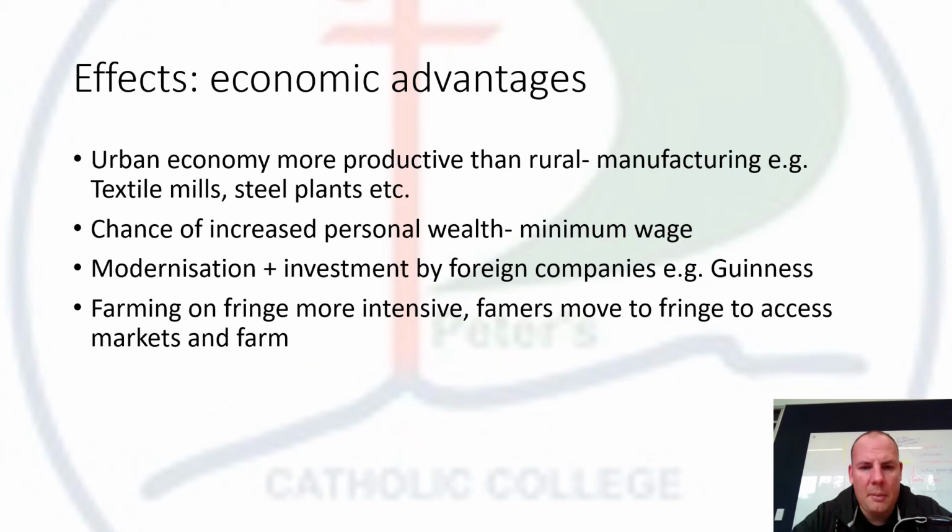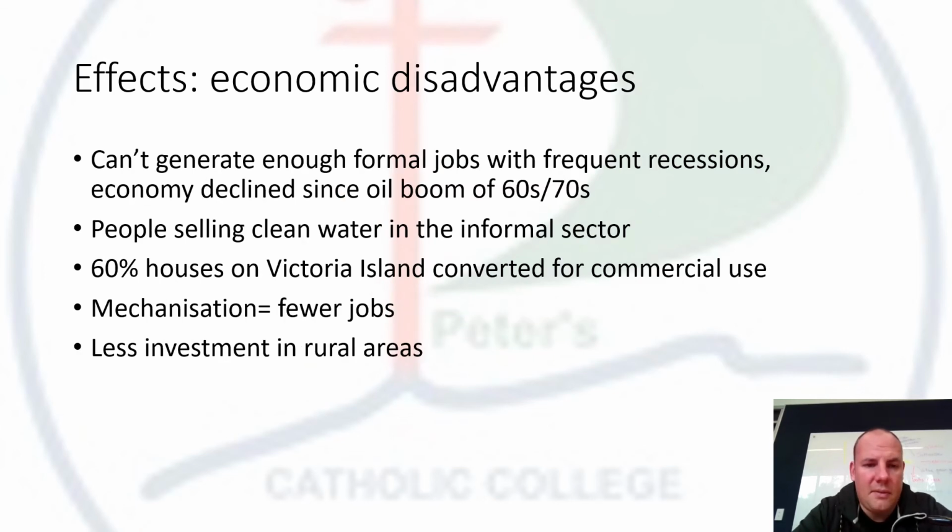So what happens, people are starting to move closer to the city because of obviously potential job opportunities, and even farmers still want to move to the edges so they can still farm and then have access to the farmers markets, etc. The disadvantages, they can't generate enough formal jobs with frequent recessions. The economy declined since the oil boom in the 60s and 70s. Nigeria is really important for oil and produces a lot of oil. And what we mean by formal jobs is jobs that have contracts.